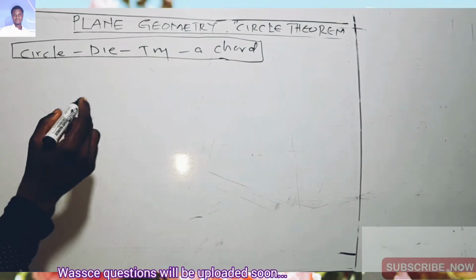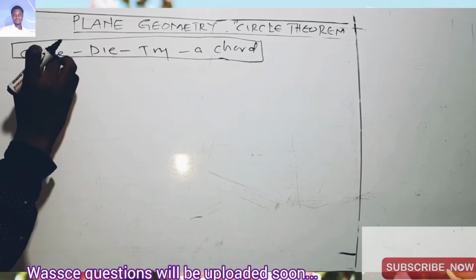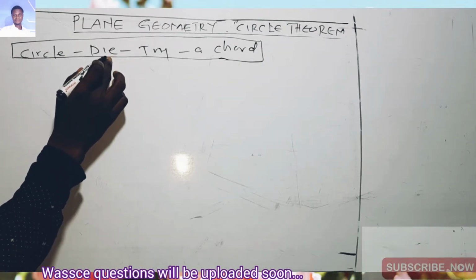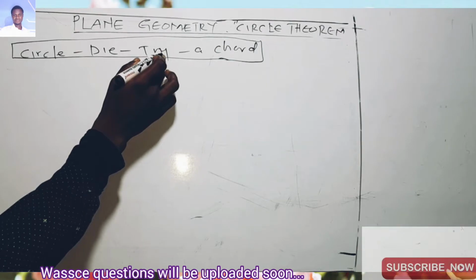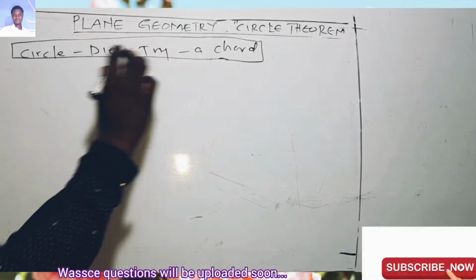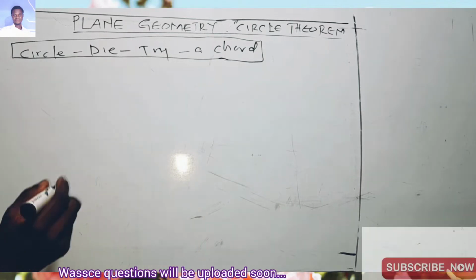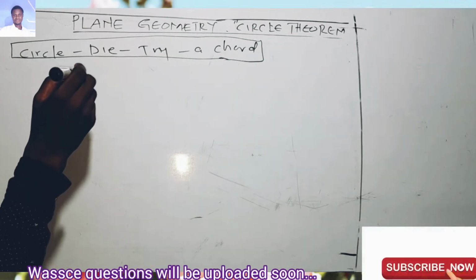The first thing we want to tackle is the circle. There are some basic things you should know about a circle. The 'die' here represents the diameter, then the triangle, and then the chord. If you get to know all these four things, solving questions on circle theorems becomes easy for you. But let's first look at a circle.